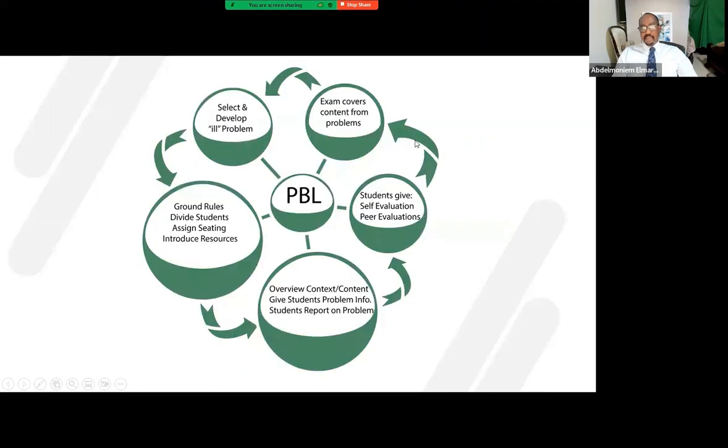But even this is PBL. It is depicted in different infographics showing its utility and process. So this is the process. You select and develop a problem, and then you select a problem, then you set the ground rules. Later on, we are going to go through that in detail, and then you overview the context and content. And then students give self-evaluation and peer evaluation, and then we go back to the exam, and the exam covers the issue.